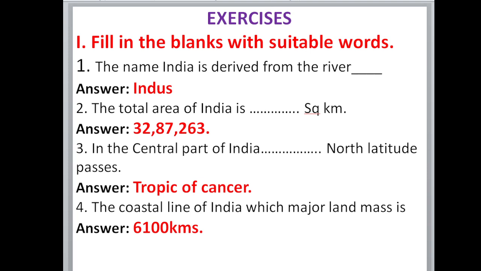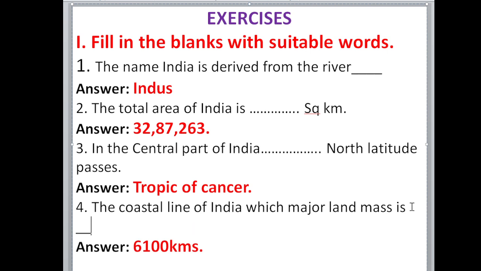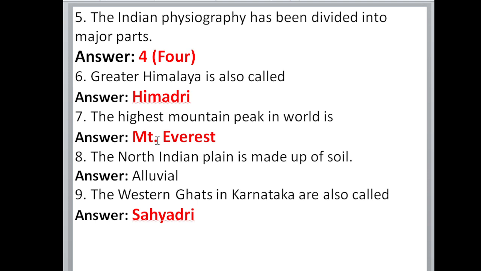The coastal line of India, which major land masses, is dash kilometers. The answer is 6,100 kilometers. 6,100 kilometers is the answer. Next, move to the next one.